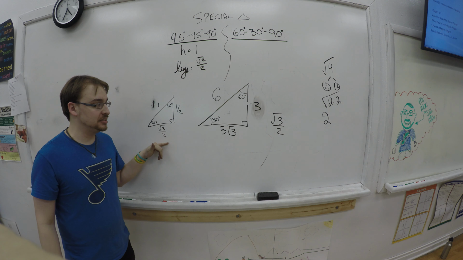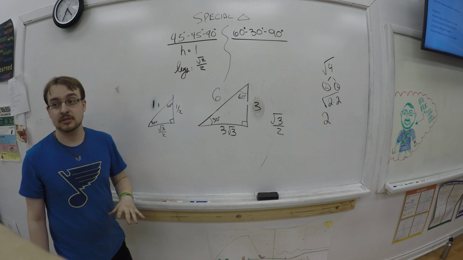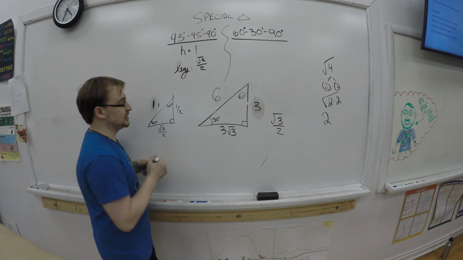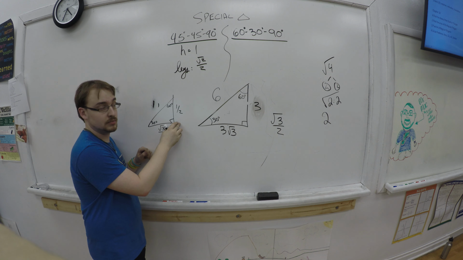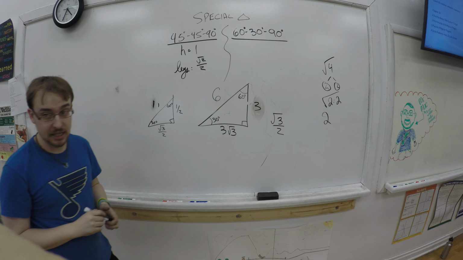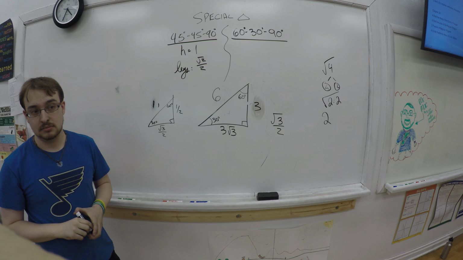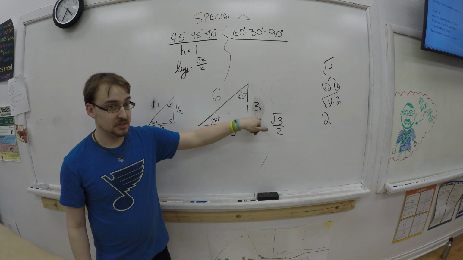So don't memorize, know how to do Pythagorean theorem. If you want to memorize, that's cool, but do it at your own risk, okay? It's whatever this is times root 3, not whatever this is times root 3 over 2. So it's this times root 3, which is 3 times root 3. Ain't nobody got time for those decimals. It's the 30 side times root 3.